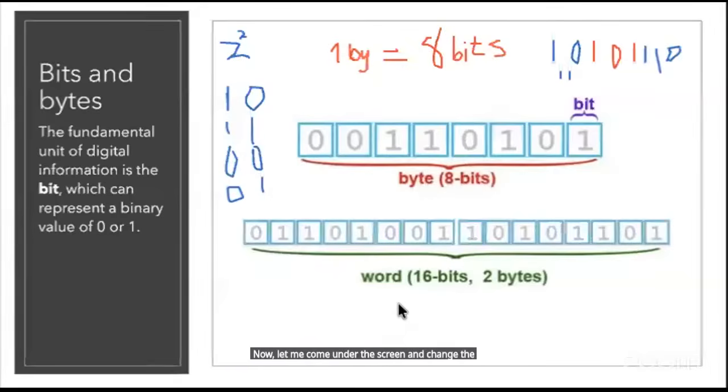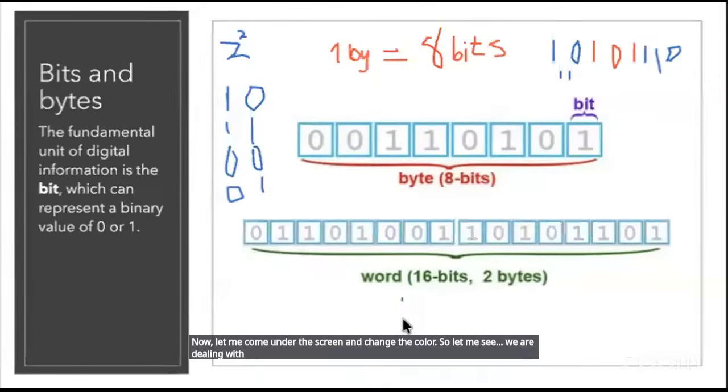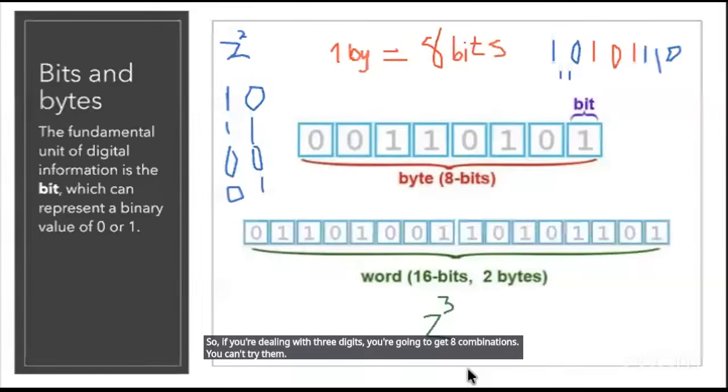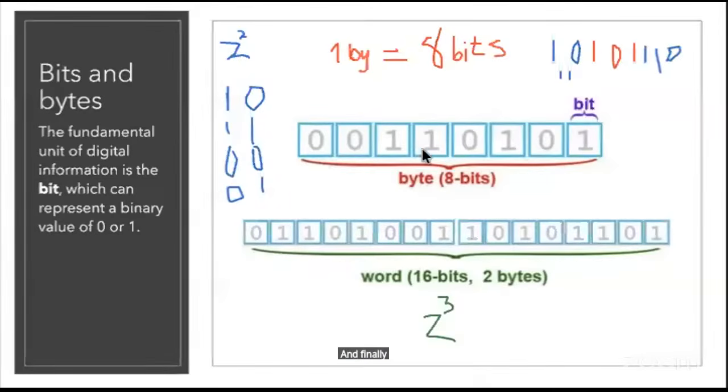So let me say we are dealing with 3 digits. 1, 0. So, no, just 3 digits. Call it anything. It can be 110 or 001 or 000. Just 3 digits. How many combinations are you going to get with 3 digits? It will be 2 raised to power 3. So if you are dealing with 3 digits, you are going to get 8 combinations. You can try them. And finally, 8 digits, which is a byte.